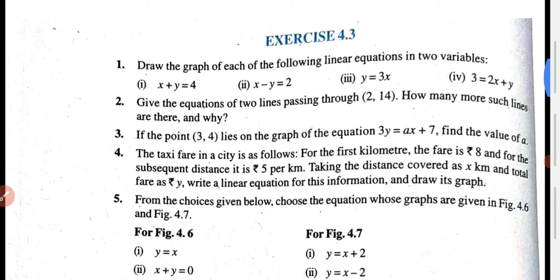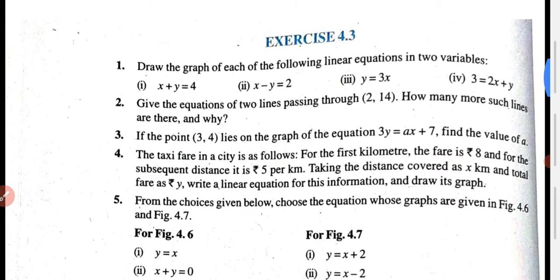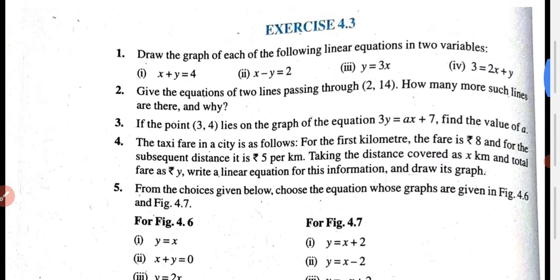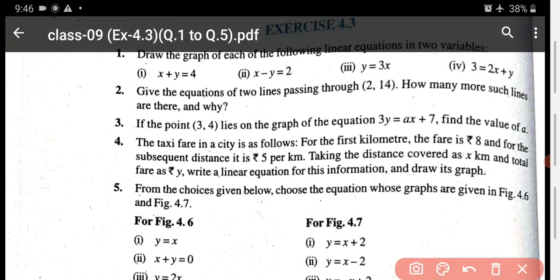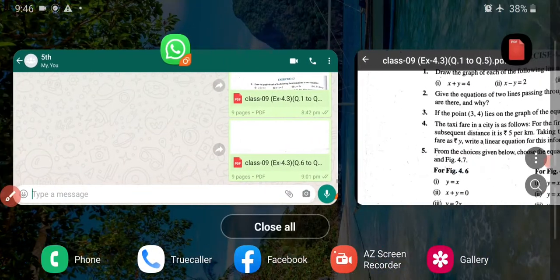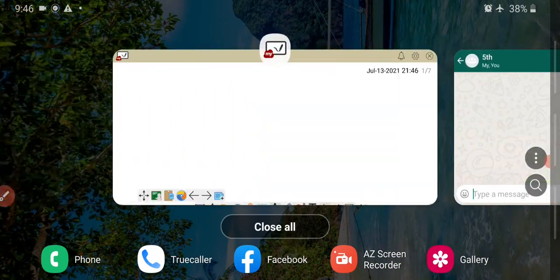So, your first question is: draw the graph for each of the following linear equations in two variables. You are given one linear equation in two variables, and you have to make a graph for this equation. In the first question there are four parts. Now I am going to solve three parts. One part you have to do by yourself as homework. Now I will tell you how to make a graph for a linear equation in two variables.